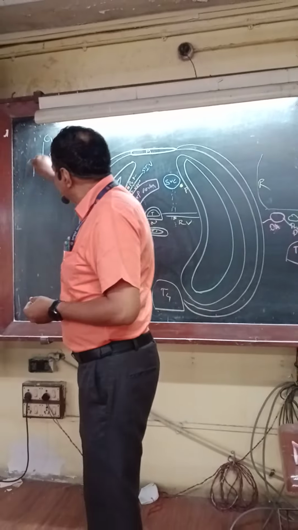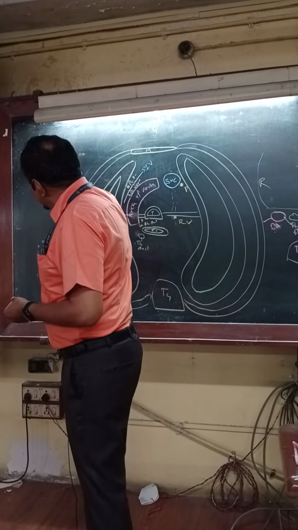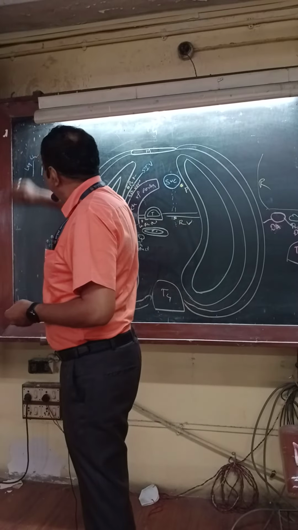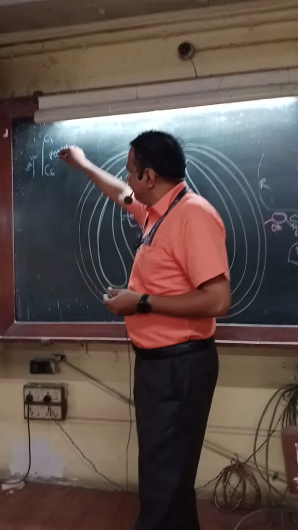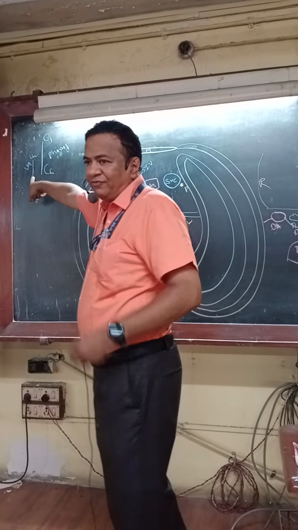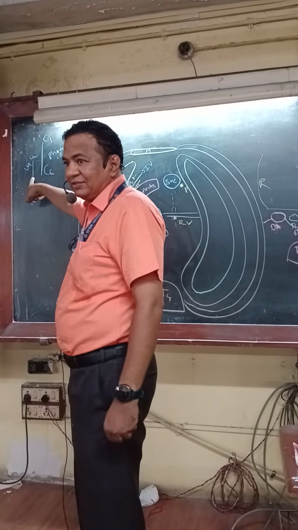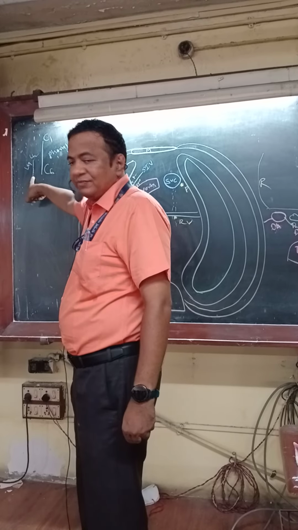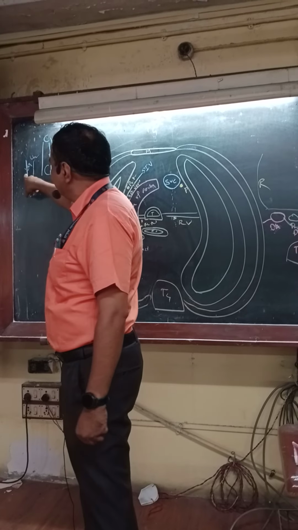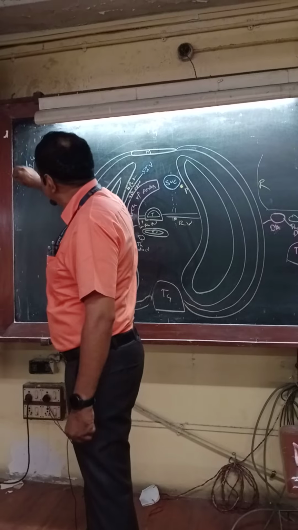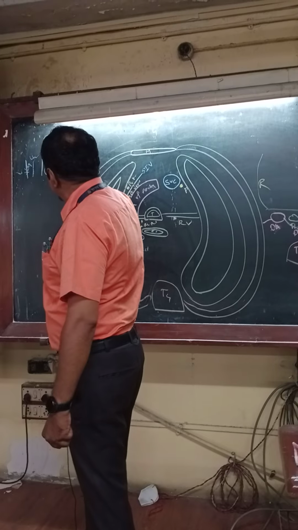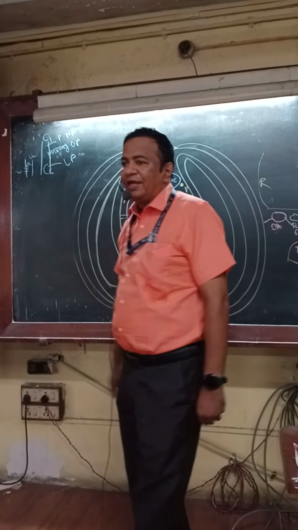C4 to C6 is larynx, because they are both coming. C1 to C6 is pharynx. C4 to C6 is larynx, in front of laryngopharynx. Okay, so this is larynx, this is pharynx, which has three parts: nasopharynx, oropharynx, and lower part is laryngopharynx.